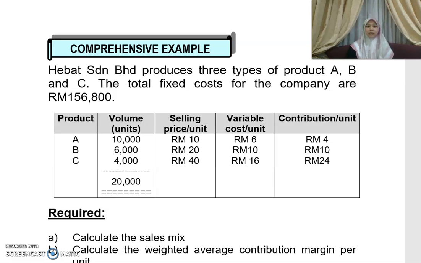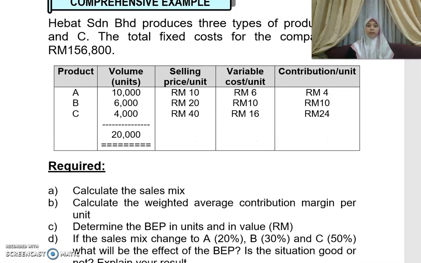Okay, now let's look at an example. Hebat Sdn Bhd produces 3 types of products: A, B, and C. The total fixed cost for the company is 156,800 ringgit. So you have 3 products A, B, and C. This is the volume. You have 10,000 for A, 6,000 for B, and 4,000 for C. So the total is 20,000 units.